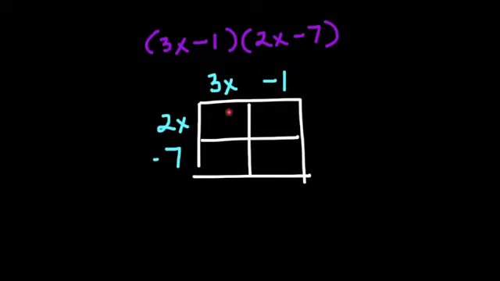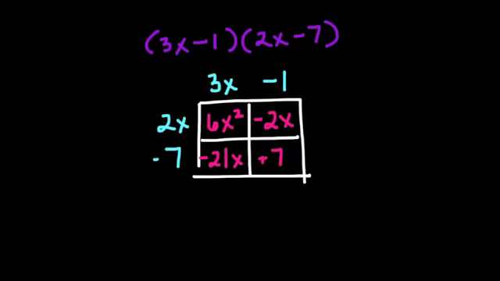So 2x times 3x is going to give me 6x squared, again because I have two x's. In the second square, I'm going to multiply 2x times negative 1. That's going to give me negative 2x. And the first one on the bottom, we have negative 7 times 3x. That gives me a negative 21x. And then in the last one in the corner, we have negative 7 times negative 1. So negative 7 times negative 1 leaves me with a positive 7.